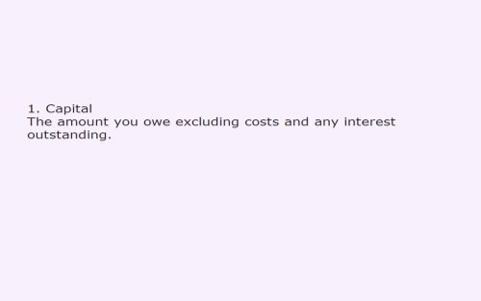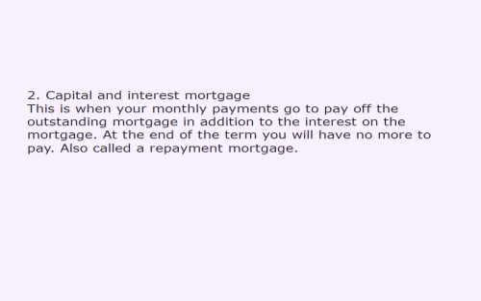C. 1. Capital. The amount you owe excluding costs and any interest outstanding. 2. Capital and interest mortgage. This is when your monthly payments go to pay off the outstanding mortgage in addition to the interest on the mortgage. At the end of the term you will have no more to pay. Also called a repayment mortgage.